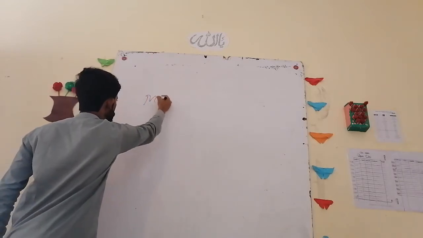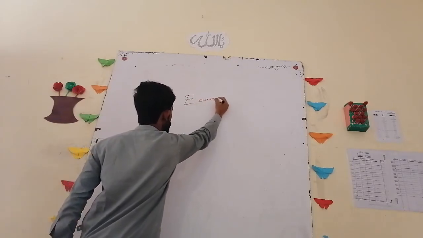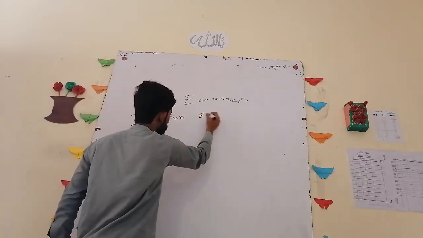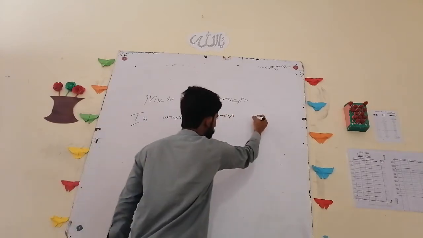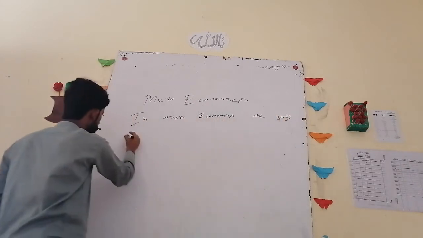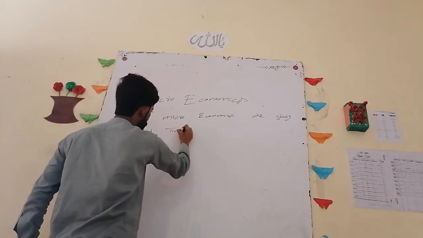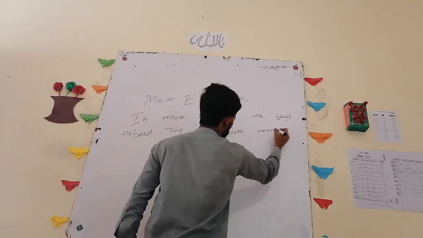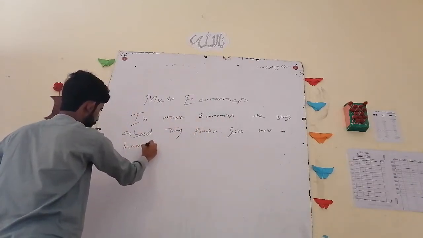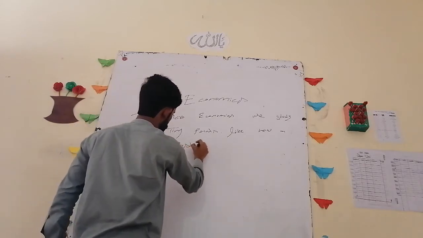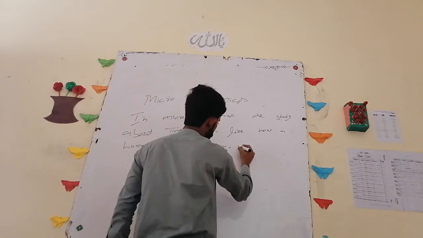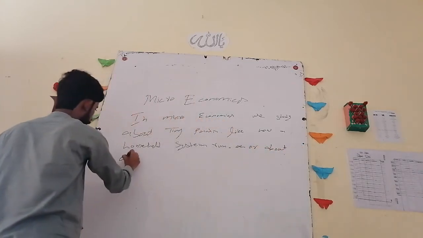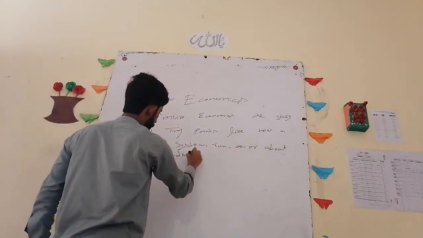In microeconomics, we study about tiny points, like how a household system runs, or about an individual or a firm.